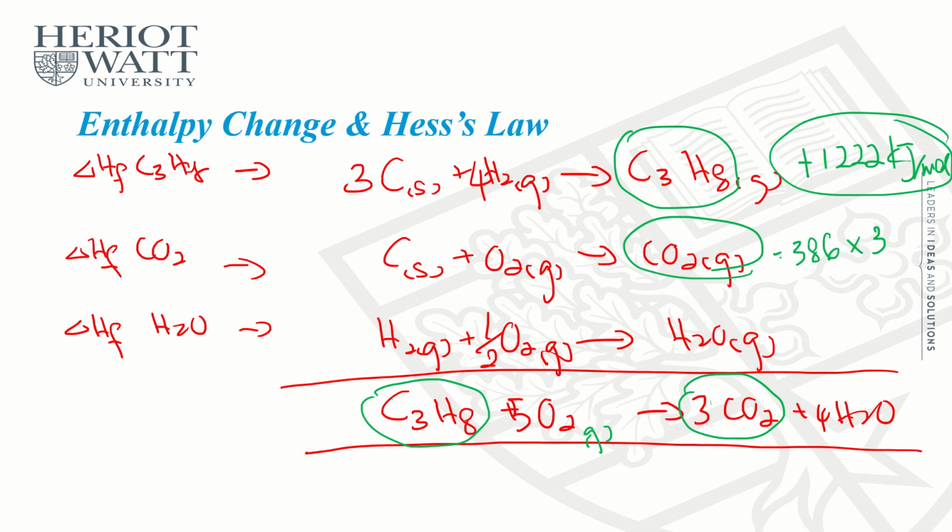And do I need to change the sign here? This is a product. This carbon dioxide is also a product. So both products, same direction, same side, we maintain as negative. Circle this.